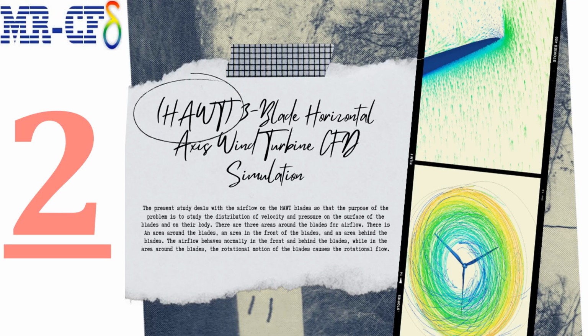In this project, we are going to simulate the three-blade horizontal axis wind turbine. The present study deals with airflow on the HAWT blades, so the purpose of the problem is to study the distribution of velocity and pressure on the surfaces of the blades and on their body.